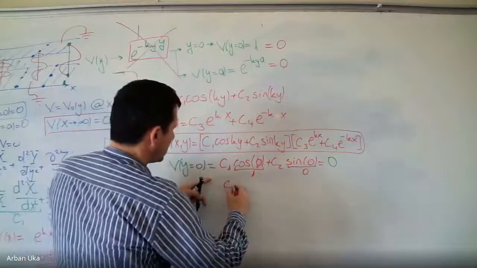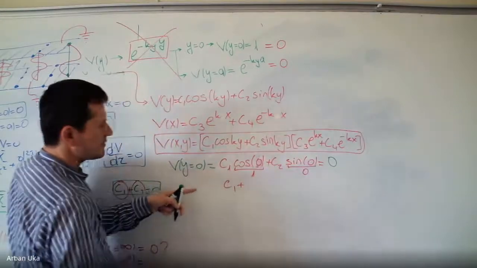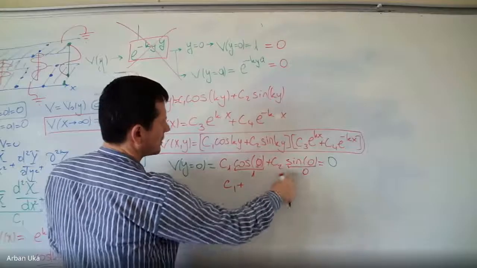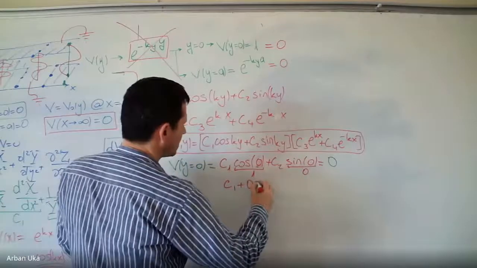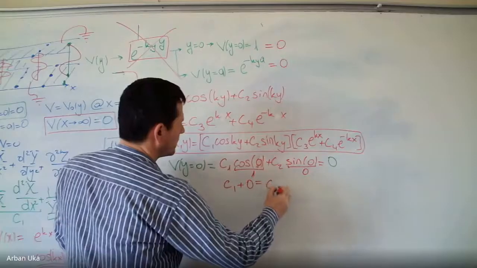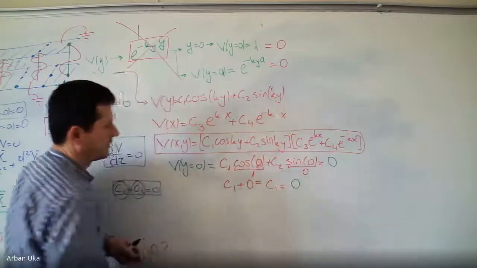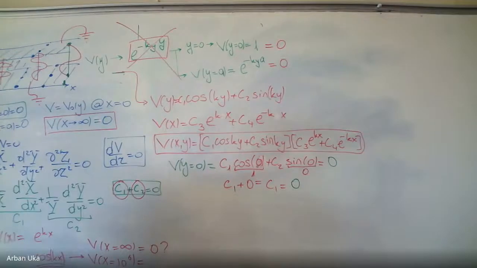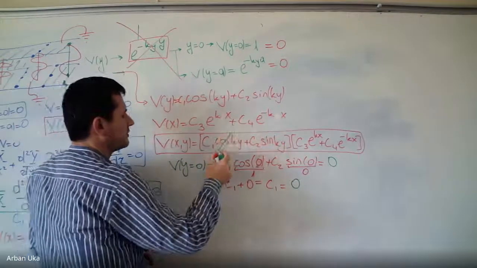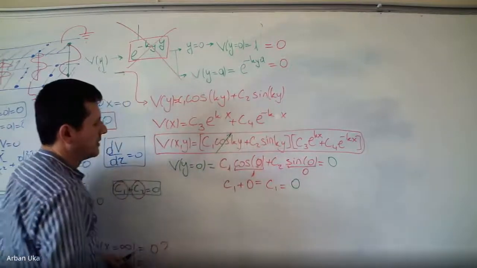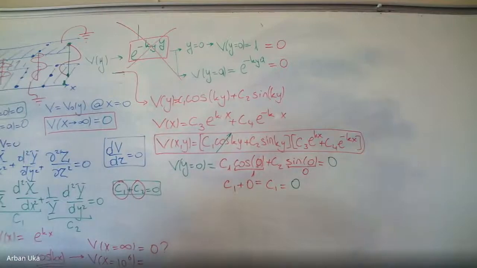We get here C1 plus 0, plus 0. It's equal to what? C1. And then the whole thing is equal to what? 0, right? So it looks like C1 is equal to 0. This term is gone, so we kind of simplified the problem a little bit.